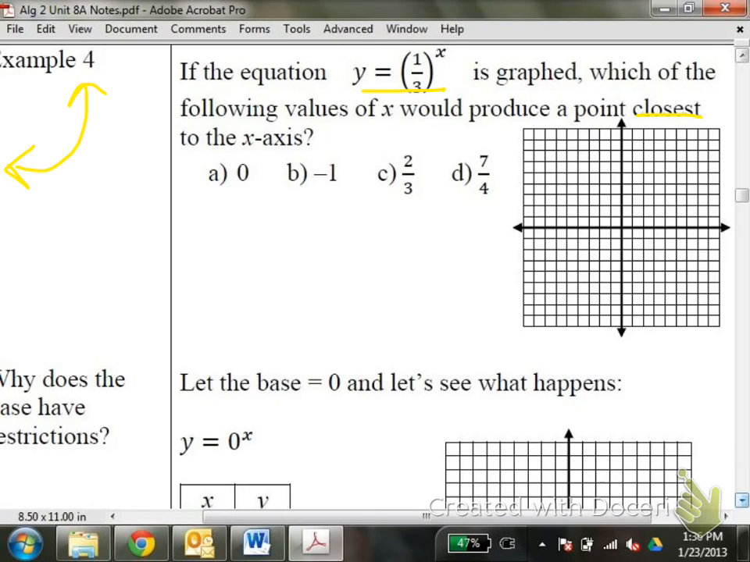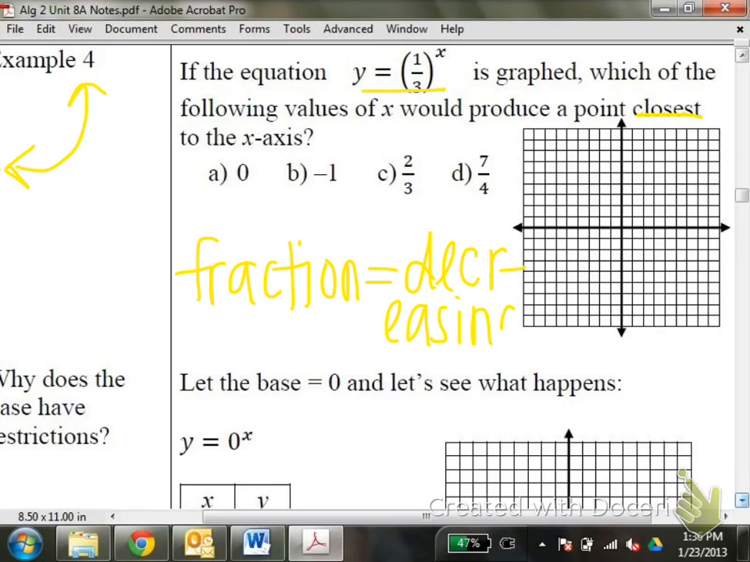If my base is a fraction, what type of graph do you think it will be? It'll be decreasing. So fractions equal decreasing graph. So this graph is actually going to look like this. So if I'm looking for the closest value to the x-axis, am I this time looking for the smallest x or the biggest x? The biggest x.